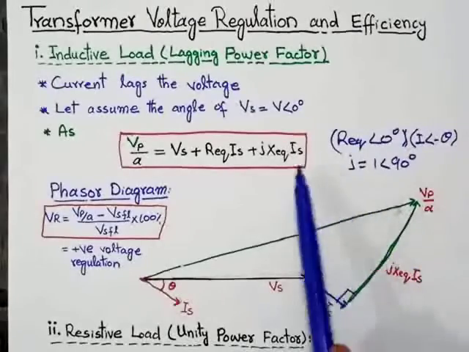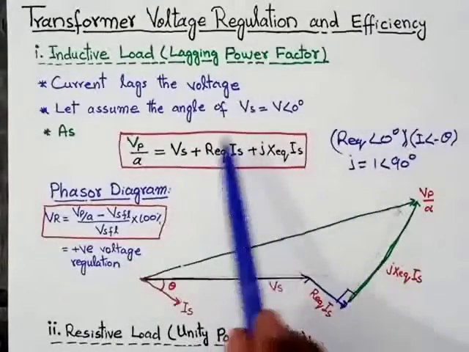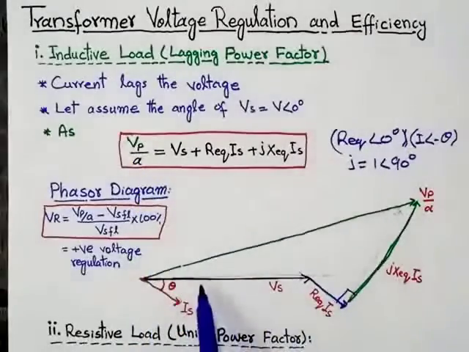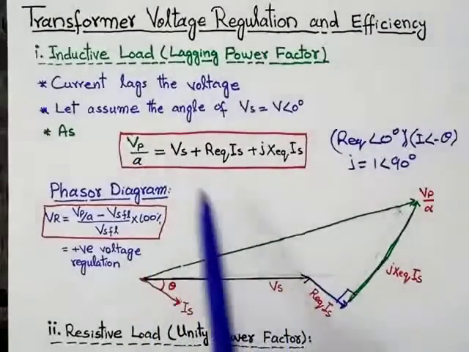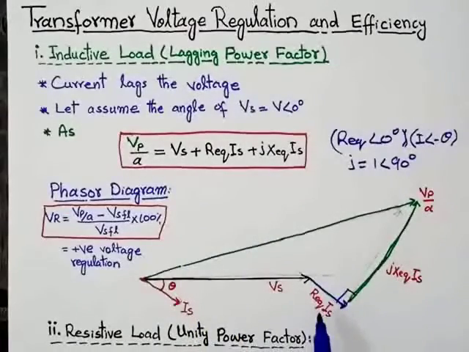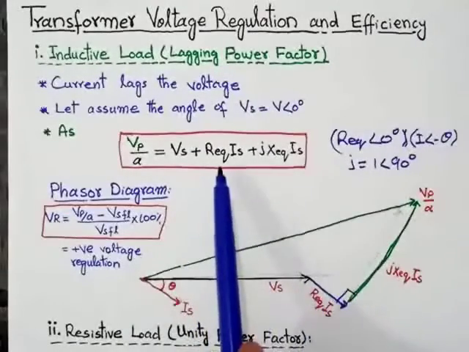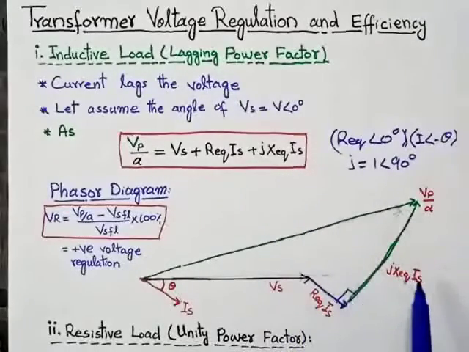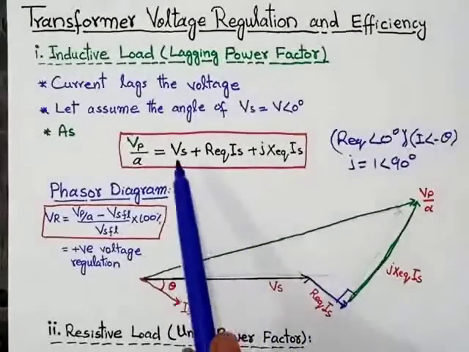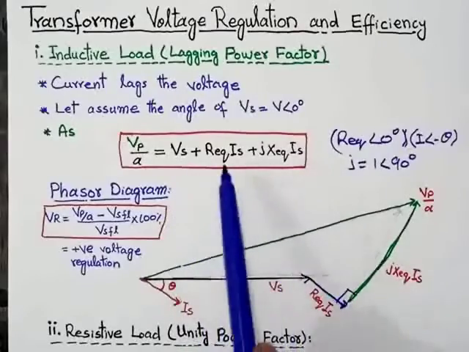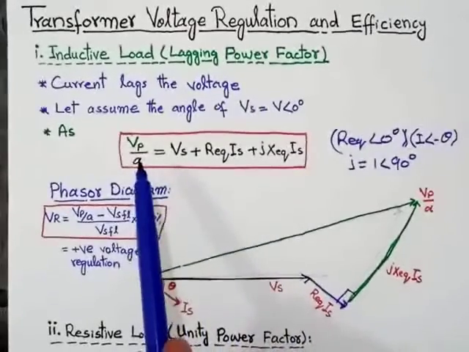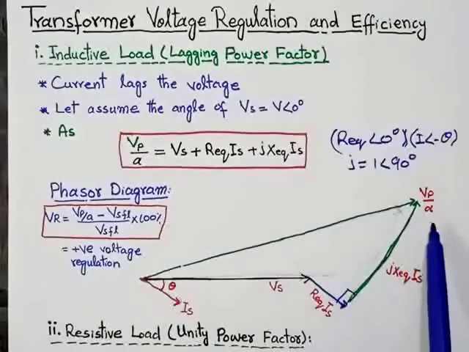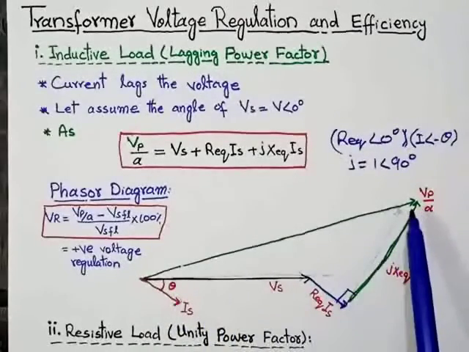So the resultant of all, that is the sum of all three, will be equal to Vp over a. So this is the first element Vs, this is the second element R equivalent into Is, and this is the third element jX equivalent into Is. And the sum of all these three will be equal to Vp over a. So this is the resulting Vp over a, the sum of all these three.